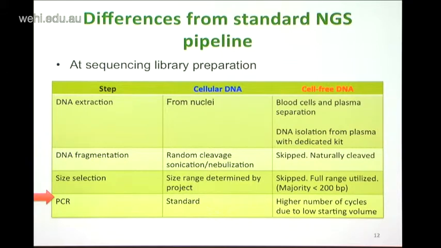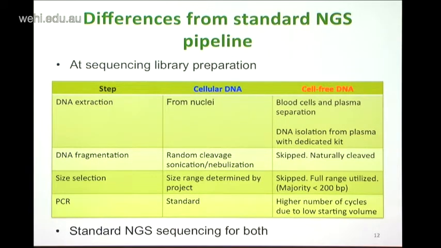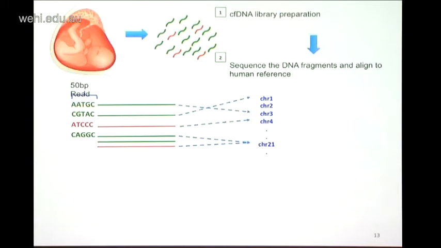The polymerase chain reaction is something that is routinely done in order to amplify your DNA, in order to go into a sequencer. For cellular DNA, you use a standard number of PCR cycles. For cell-free DNA, you need to actually have a higher number because you start with a low starting amount of DNA. And once you've got your libraries prepared, you can just put them into a sequencer.